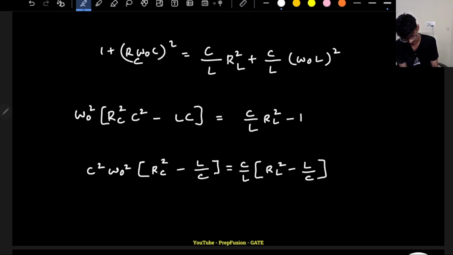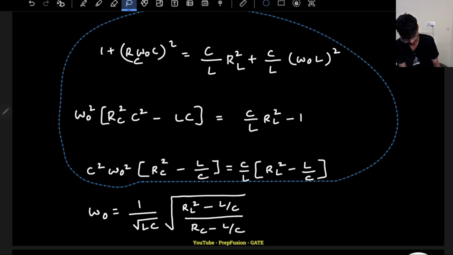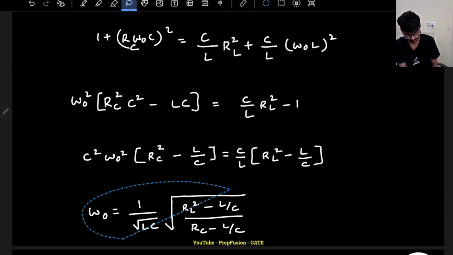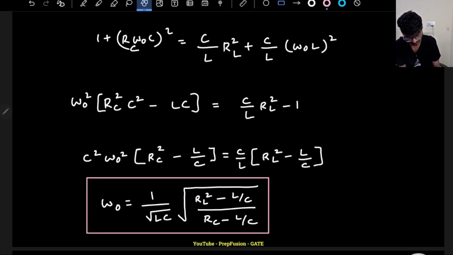Now, this C and C will get cancelled. So ultimately your omega naught will be equal to 1 by under root LC, whole under root, RL square minus L by C, divided by RC square minus L by C. So this is a very important result, and I really ask you to remember this one, because this circuit is not standard, but this circuit can be modified.